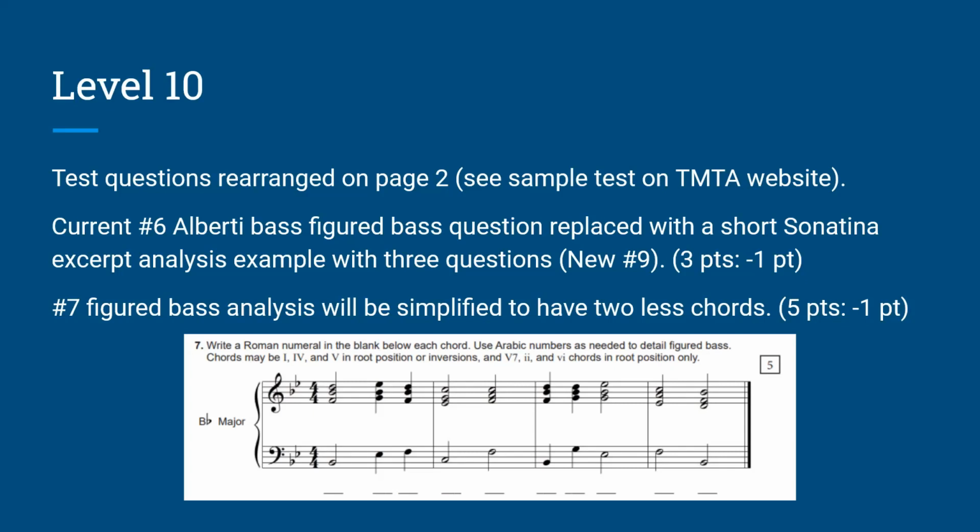Number 7, figured-based analysis will be simplified to have 2 less chords. So this is what the question will look like now. Instead of having all quarter notes in measure 1 and measure 3, it will have a half note in both of those measures. And so we have 1 less blank in those measures, and then 1 less point on that question.